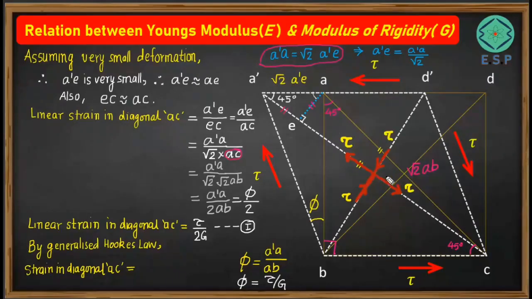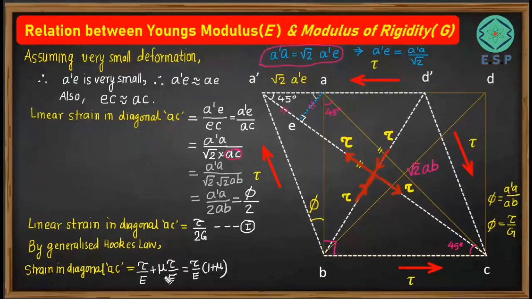So this will cause a strain in this direction, given by tau by Young's modulus, and this is compressive. The compressive stress is also helping this particular elongation or strain. So it is going to be plus Poisson's ratio times shear stress divided by Young's modulus. If you simplify this, it is going to be shear stress by E times 1 plus mu. So now this is what we got, our equation number 2.